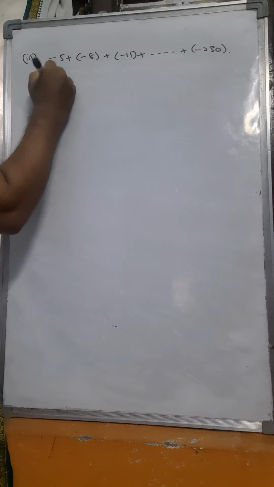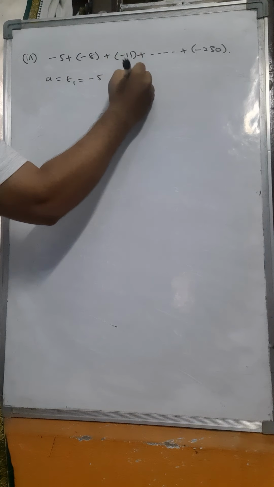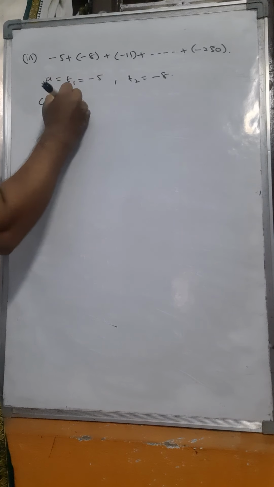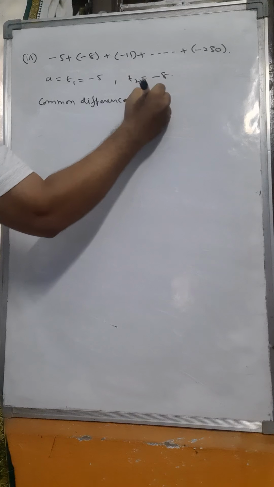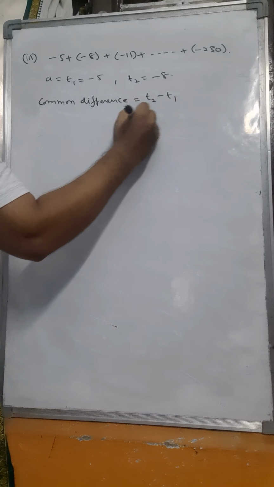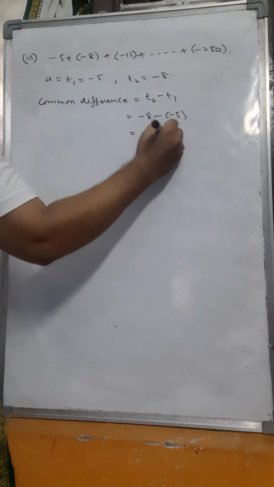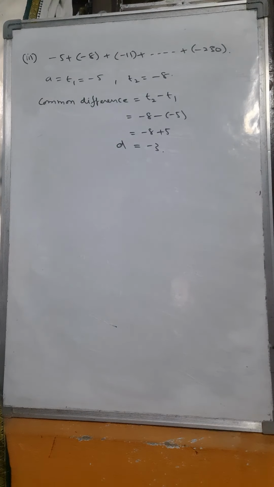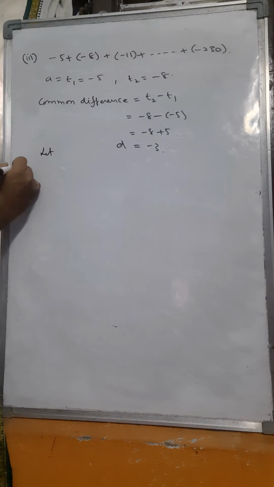So here A is equal to T1 is equal to minus 5 and T2 is equal to minus 8. Common difference D is equal to T2 minus T1, that is minus 8 minus of minus 5, that is minus 8 plus 5, that is equal to minus 3. D is equal to minus 3.